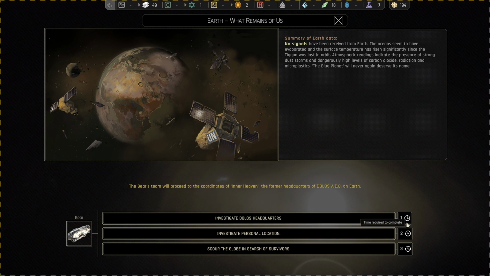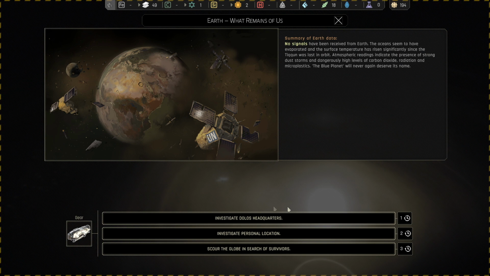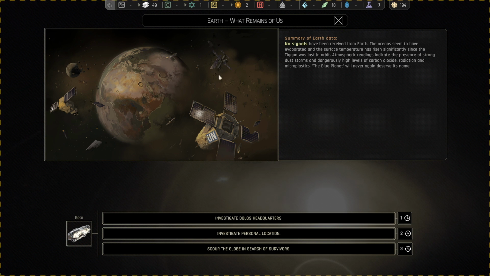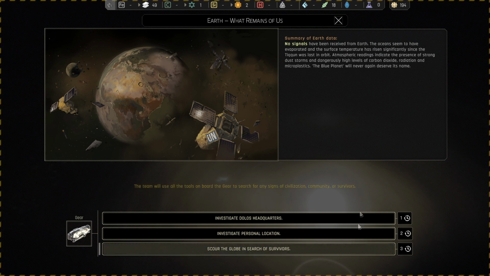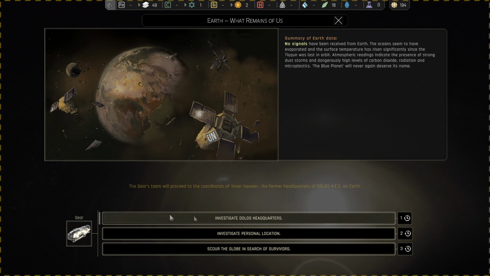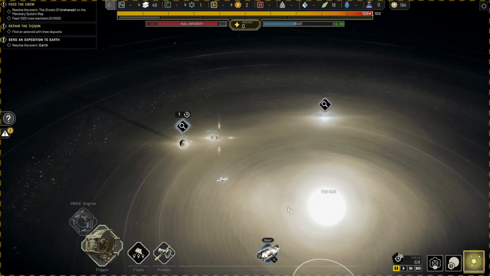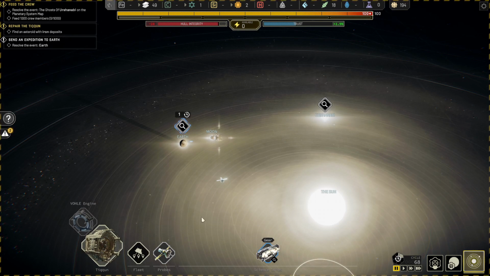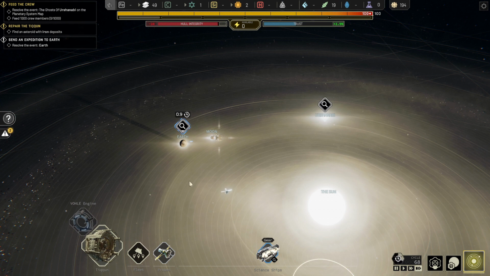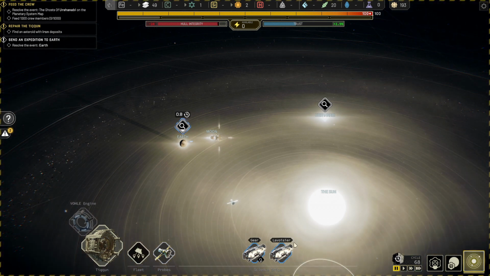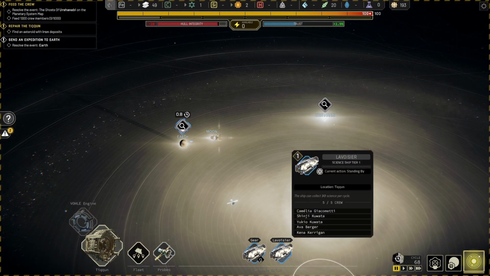Now, this is a fact-finding expedition. UN satellites are around the place, but we can check all three of these and it'll be fine. So let's go to the headquarters first. Try and find out a bit about what's going on. Ah, there we go.